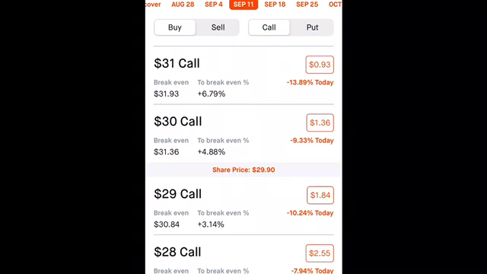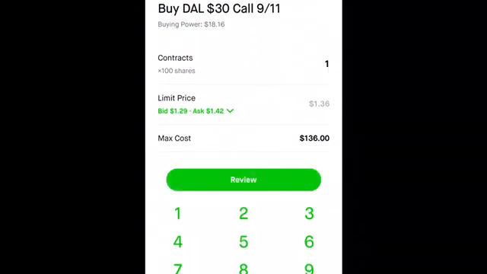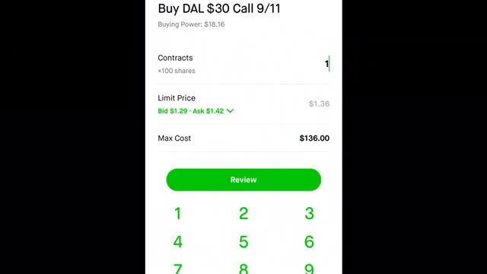Look guys, it is a very easy way to make money if you call it right. I know people who have turned 500 bucks to 20,000 and stuff like that, but it's also a very quick way to lose money as well. All right, so what happens if come Friday, I bought this contract for $136 and Delta did not hit $30? It went down by September 11th.